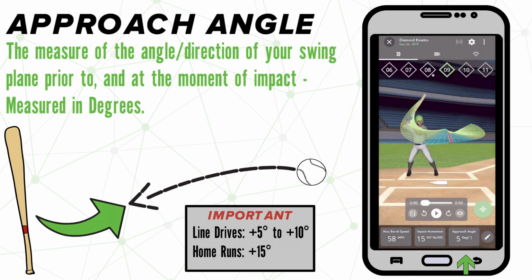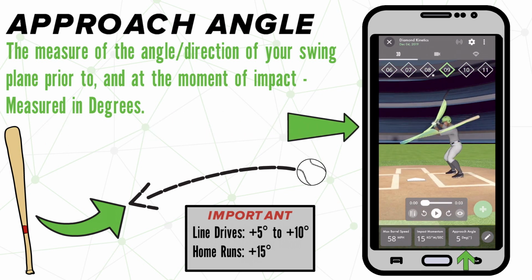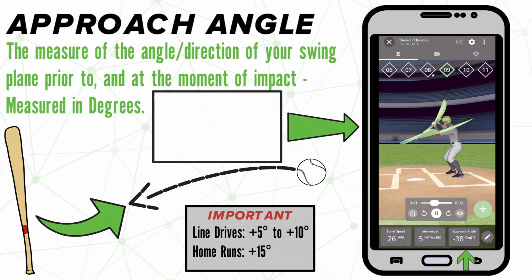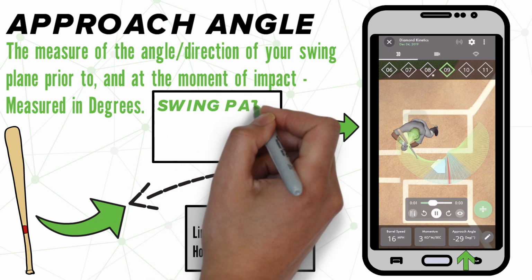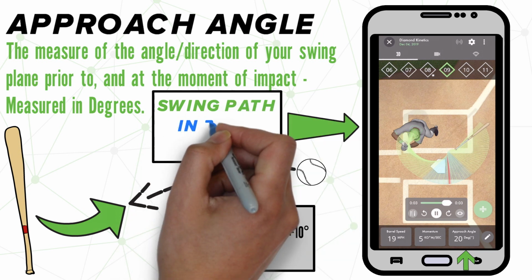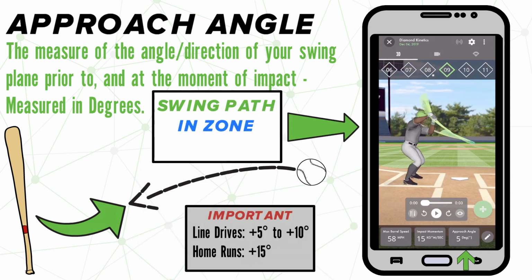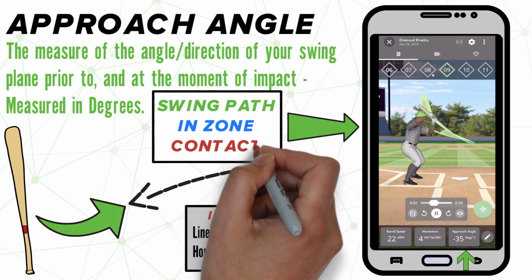Well, right here along the bottom, you will get the numerical value of your approach angle, but the graphic above depicts the full story as well. Your approach angle is simply the path your bat takes to and through the ball, and this animation depicts the swing in 3 color-coded parts. The first being the entire swing path in green, the amount of time you're in the zone shows up in blue, and where your bat makes contact with the ball in red.